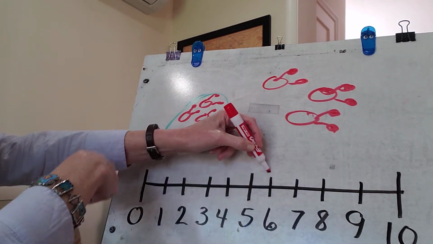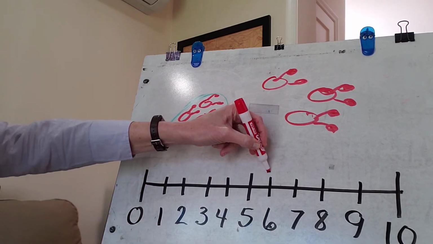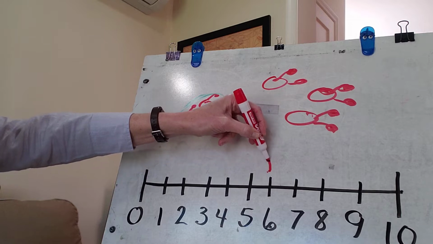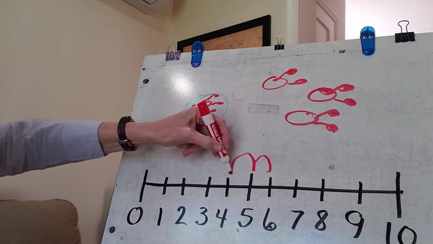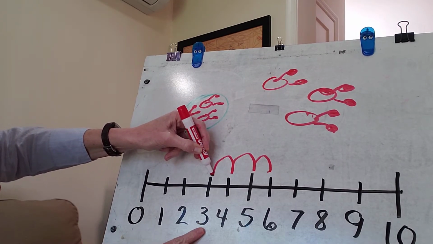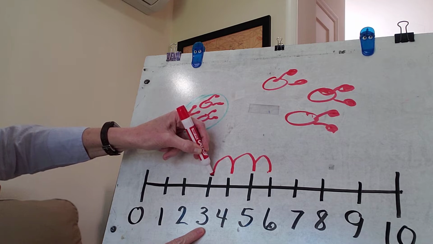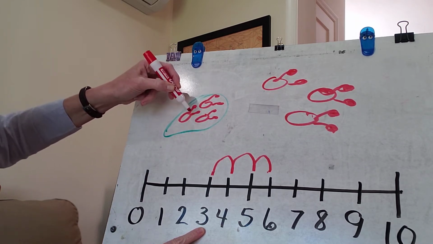I have to go backwards because I have to take away. So let's go back. Let's do 3 hops. 1, 2, 3. What number did I land on? I landed on my 3. Do I have 3 ladybugs left on my leaf?